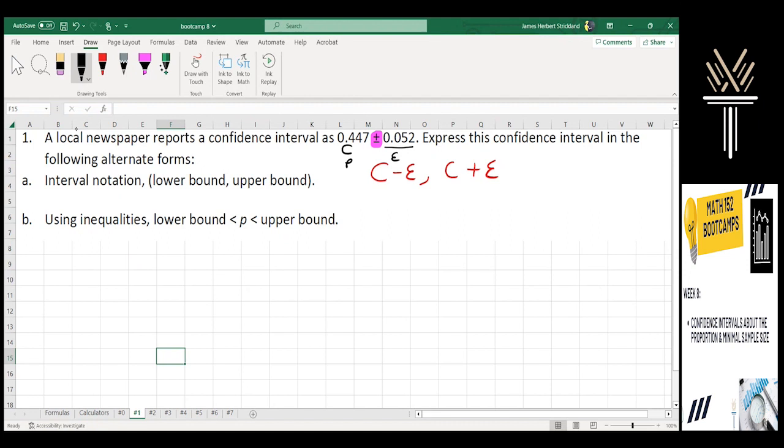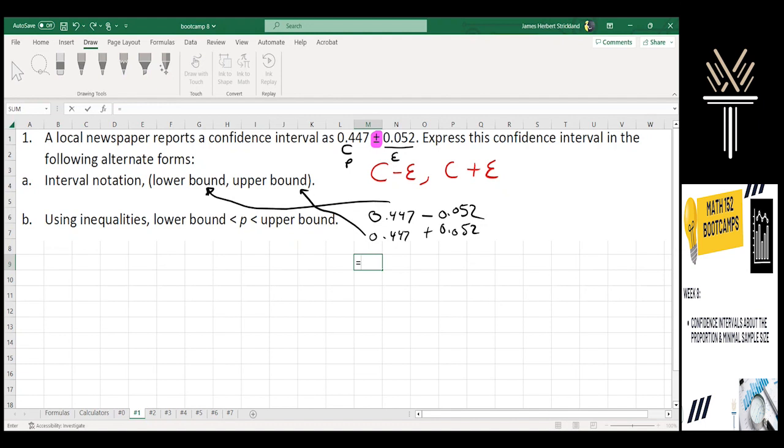We have our center measurement of 0.447. And we're going to subtract our error, 0.052. And since it's a subtraction, that will give us the lower boundary. And then similarly, if I do 0.447 plus my error, I'll get the upper measurement. When they give you all the numbers, there's no reason to use those formulas that we did. We just punch everything in with a basic calculator. There's my lower measurement. And of course, 0.447 plus 0.052, and there's my upper measurement.